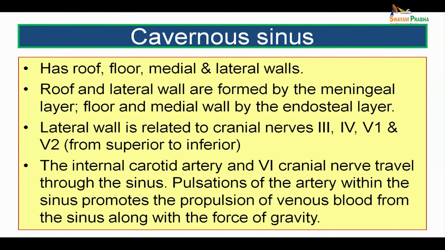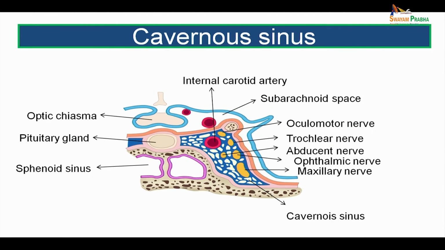While within the substance of the cavernous sinus, we see presence of 2 structures, the internal carotid artery and the 6th cranial nerve, that is the abducent nerve. These 2 structures travel through the sinus. The pulsations of the artery within the sinus promotes the propulsion of venous blood from the sinus along with the force of gravity. This picture shows us a coronal section passing through the cavernous sinus.